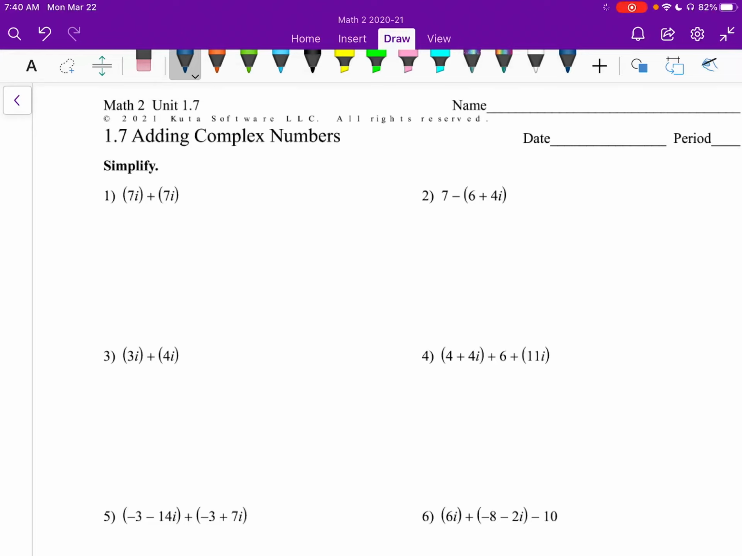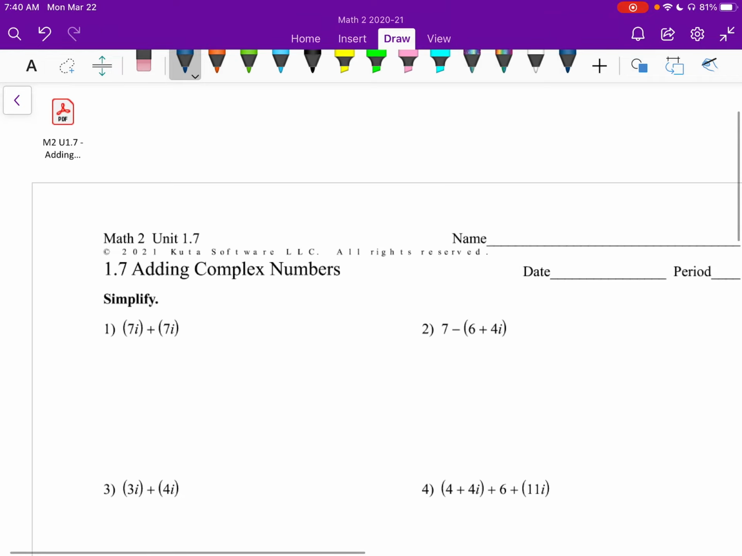All right, adding complex numbers. Like I said in the last one, I think I said it in the last one, you treat i like it's a variable, like it's an x, like it's a w, whatever it is. And that's useful when we are adding complex numbers. You just pretend like it's a variable.